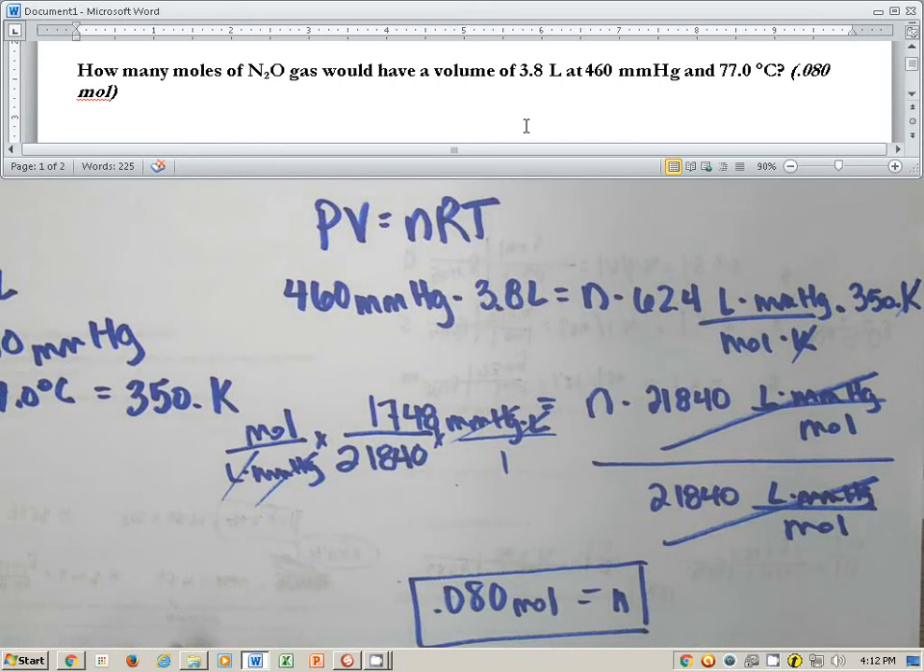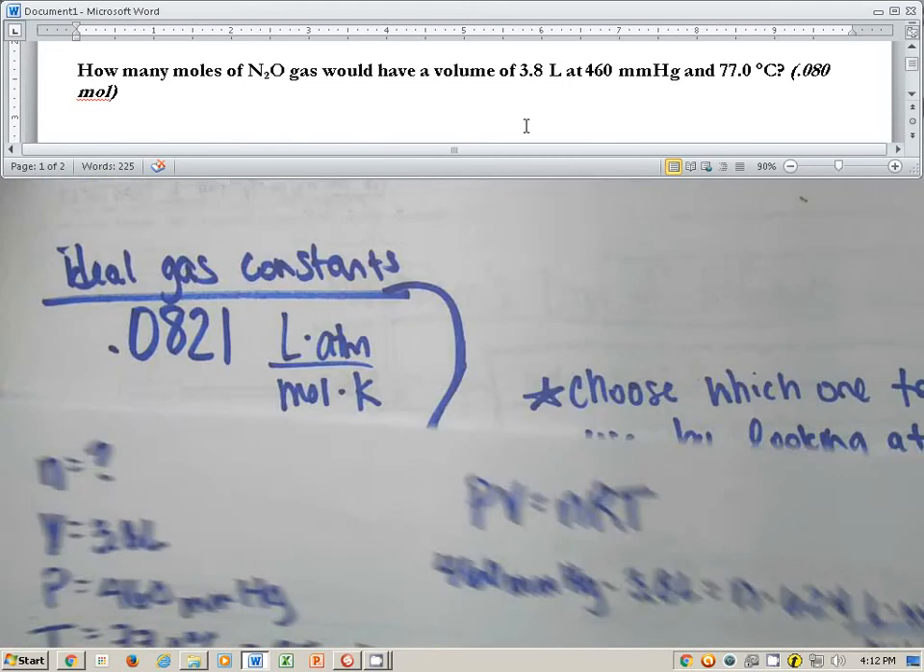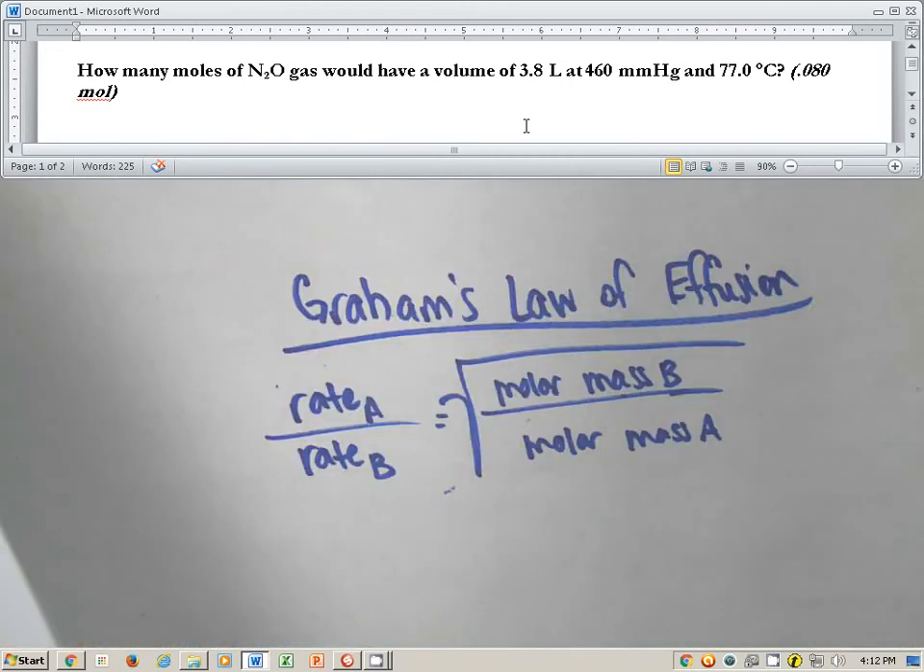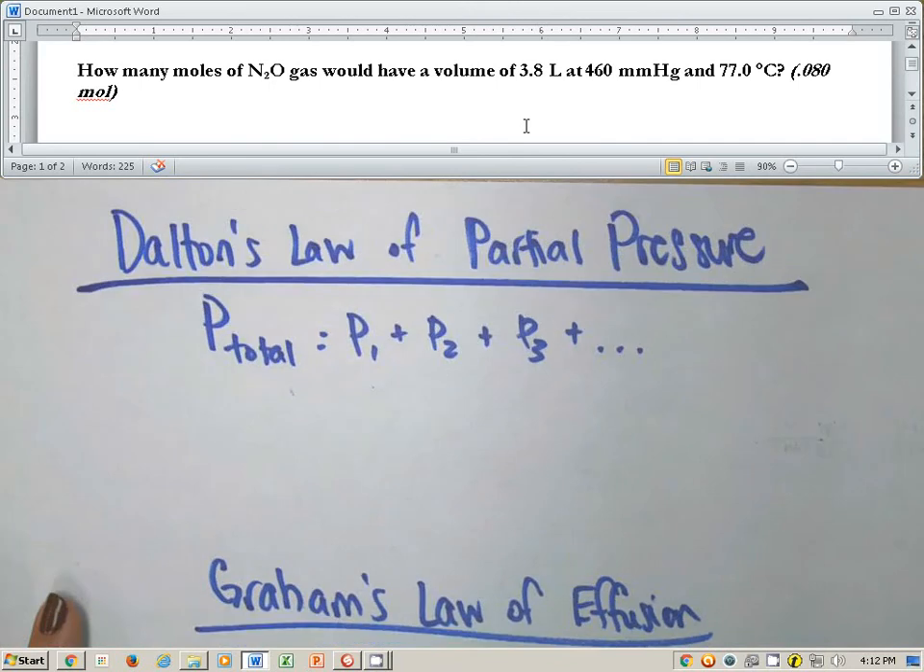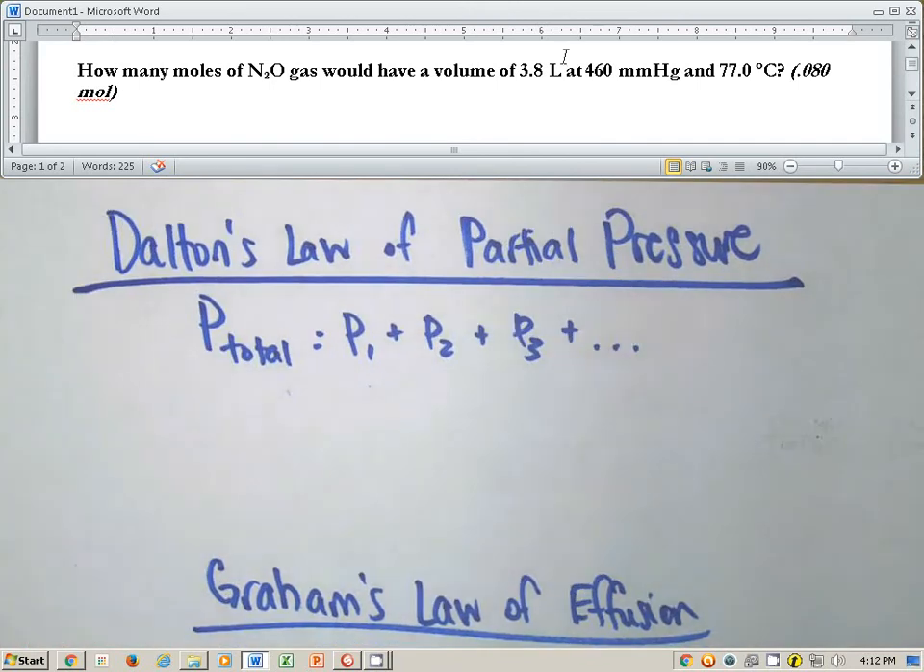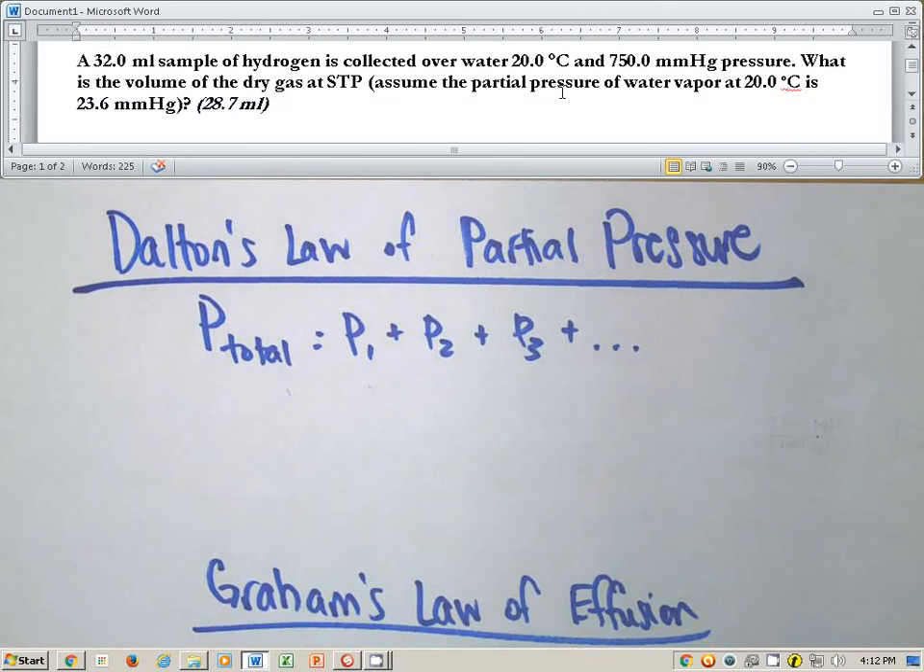Okay, our next equation that I want to look at is Dalton's law of partial pressure and Graham's law of effusion. So Dalton's law of partial pressure is going to show up right here. And my equation that will go with this, or my problem, is this one. It says a 32 milliliter sample of hydrogen is collected over water at 20 degrees Celsius, a little typo there, and 750 millimeters of mercury pressure. What's the volume of the dry gas at STP?